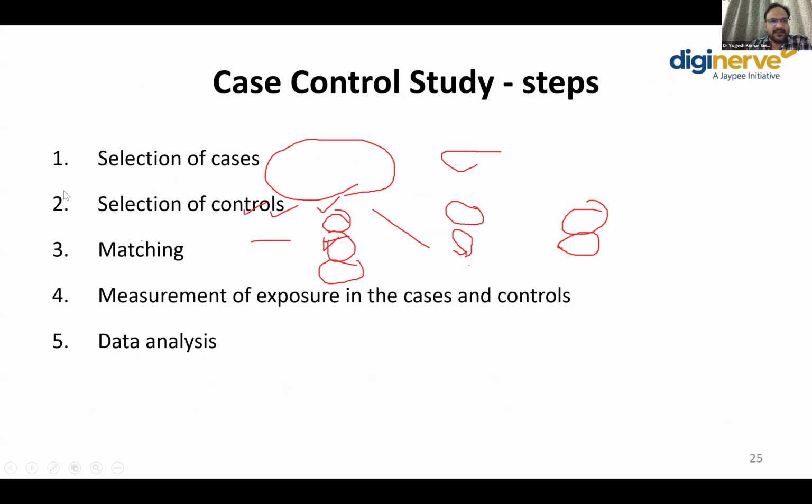Now, talking about the steps of a case control study. What we are doing, we are doing selection of the cases. We are selecting the controls. Now we will do matching. After that, we will measure the exposure.